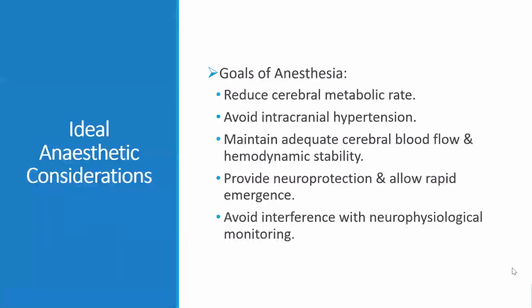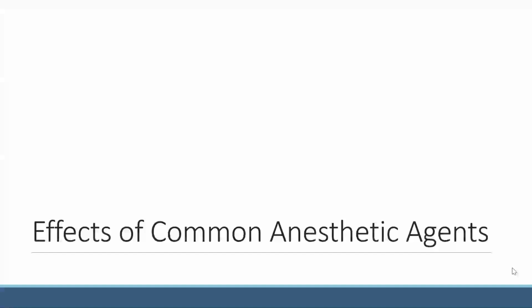What is the goal of anesthesia? Basically, the ideal anesthetic consideration. What anesthetic should be used? The goal is to reduce the cerebral metabolic rate, avoid intracranial hypertension, maintain adequate cerebral blood flow and hemodynamic stability, provide neuroprotection, and allow rapid emergence. Avoid interference with neurophysiological monitoring.